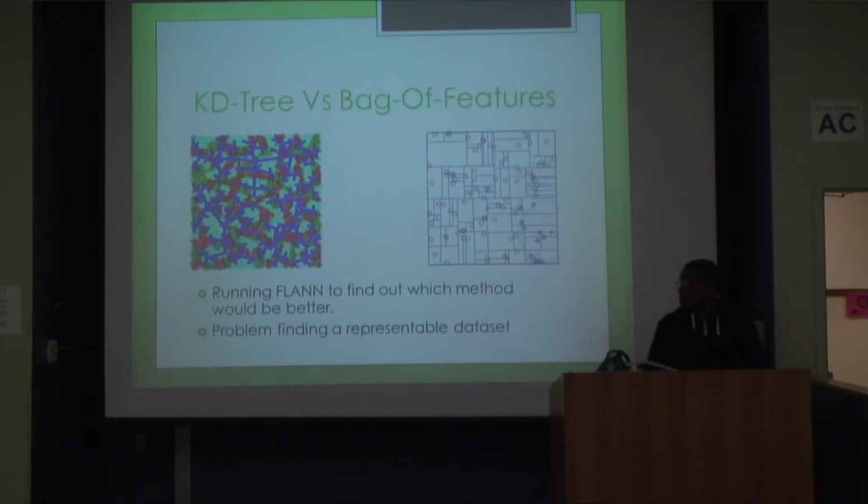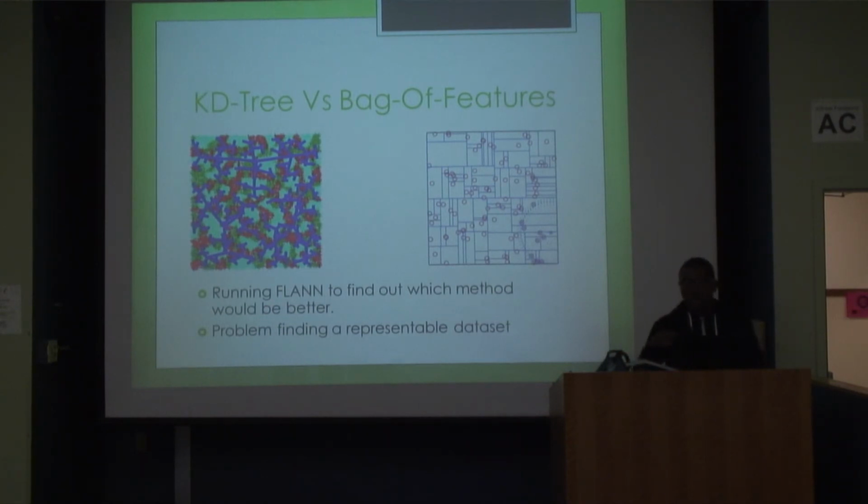The next step for me is to create a KD tree or bag of features implementation. Basically, these are two data structures for storing images in databases so you can query them. One of the ways I was told that I could figure out which one would be better, whether it would be the KD tree or the bag of features, was to run a library called FLANN on a database that would be representative of my data set.